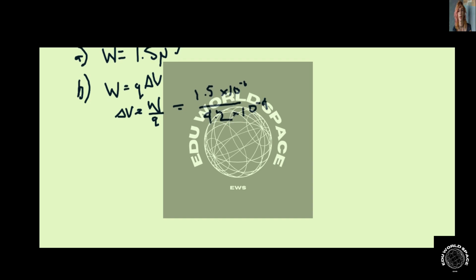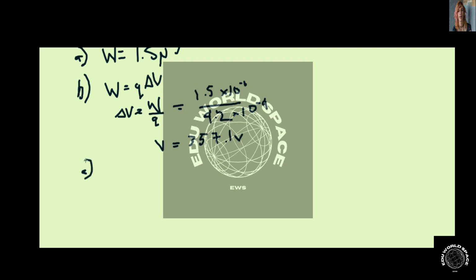So now if you put this into a calculator, if you could just give me a second to put it in the calculator, 1.5 times 10 to the negative 6 over 4.2 times 10 to the negative 9. So if you calculate this, we get that the total potential difference, the volts, is equal to 357.1 volts. Now we're done with this part.